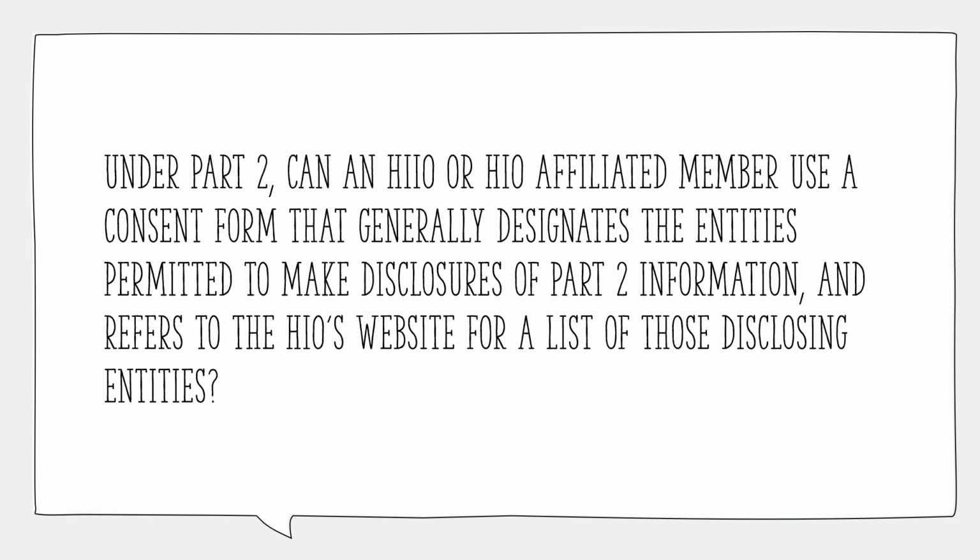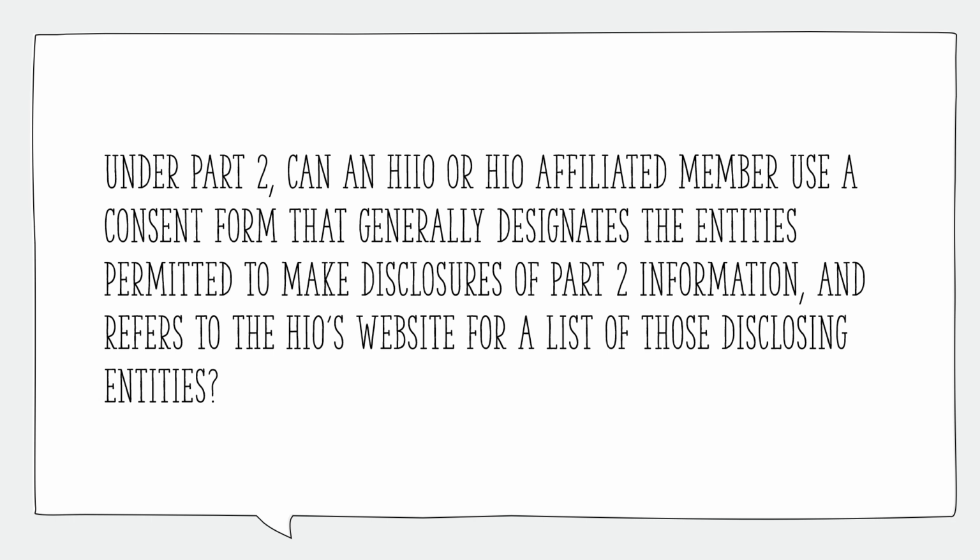The next question was, under Part 2, can an HIO or an HIO-affiliated member use a consent form that generally designates the entities permitted to make disclosures of Part 2 information and refers to the HIO's website for a list of those disclosing entities? Yes, the consent form can refer to the HIO's website for the list of entities permitted to make disclosures if that disclosing entity is identified by a general designation in the consent form as permitted under Part 2.